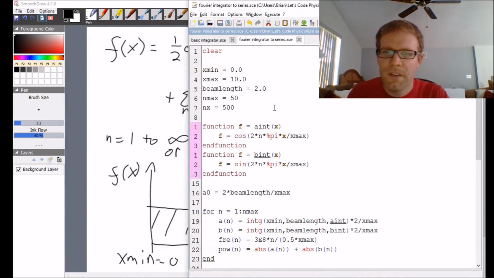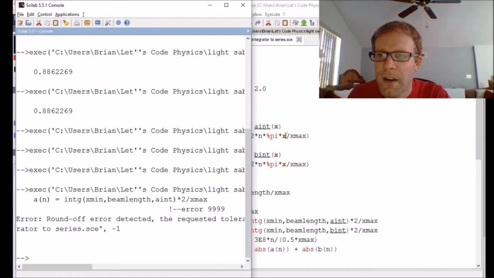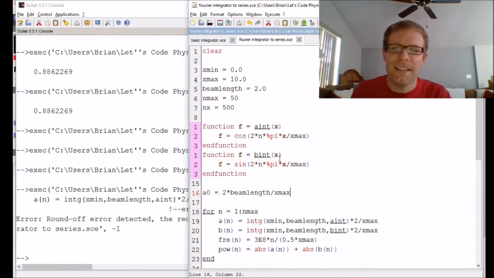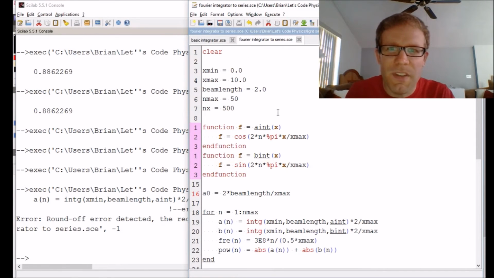Did I get a new graph? Not sure whether I got a new graph. Oops. Error, round off detected. Oh, that's right, I ran into this issue. There was some issue with the integrator. All right, let's try 1.5 instead.